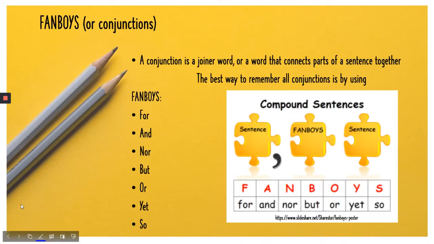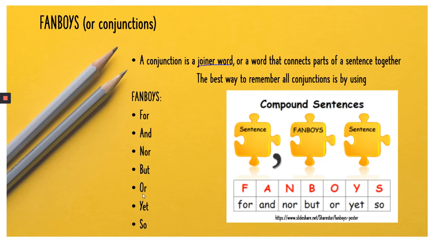So the first way that we can fix run-on sentences is by using conjunctions. So a conjunction is a joiner word, and all that means is that it connects parts of things together. Parts of ideas, parts of clauses, parts of sentences. So I remember conjunctions by calling them fanboys, and fanboys represents all of our coordinating conjunction words. These are words like for, and, nor, but, or, yet, and so.